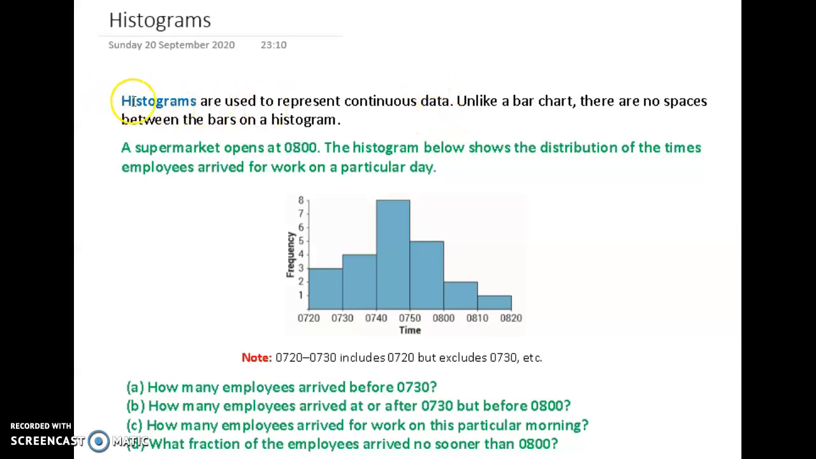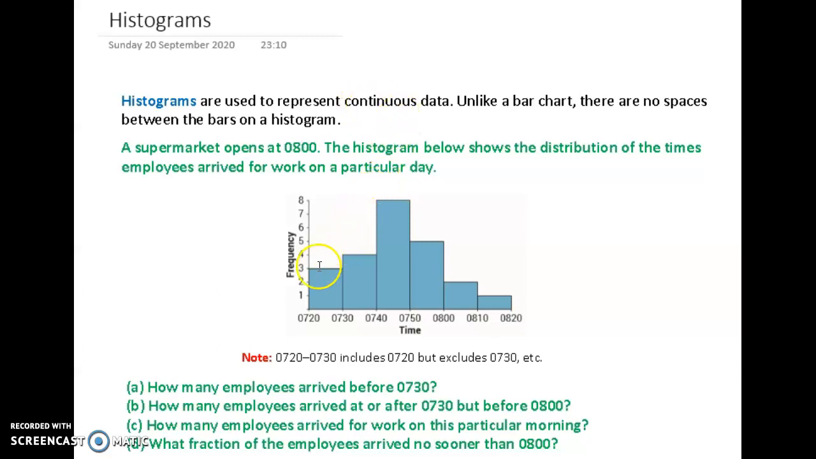Today we're going to look at histograms, and they're very important because they're used to represent continuous data. So remember, what are we talking about here? We're talking about numbers where every number is allowed. If you're talking about discrete numerical data, you can use a bar chart. If you're talking about categorical data, you can use a bar chart. But if you're talking about continuous numerical data, you use a histogram.